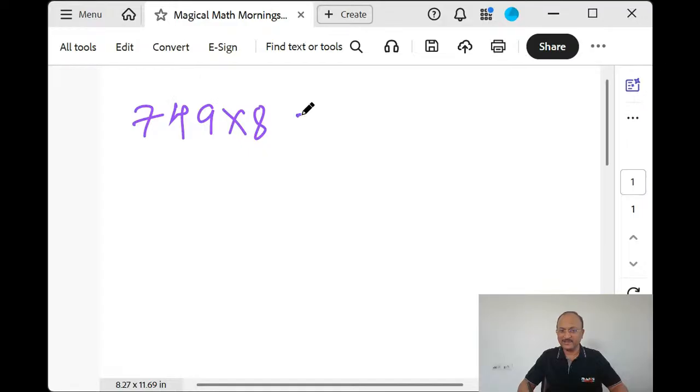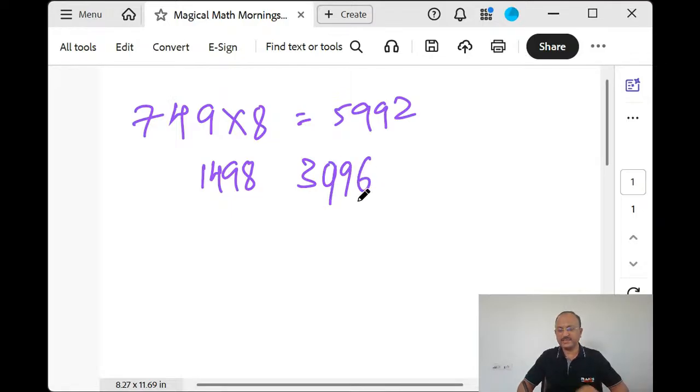Very good. It is 5992. See, just 750 doubled is 1500. No, we can think in that case also 749 doubled is 1498. Again double it, you will get 2996. Then double again, we'll get 5992. It requires a little bit of practice. Rest everything is very simple.